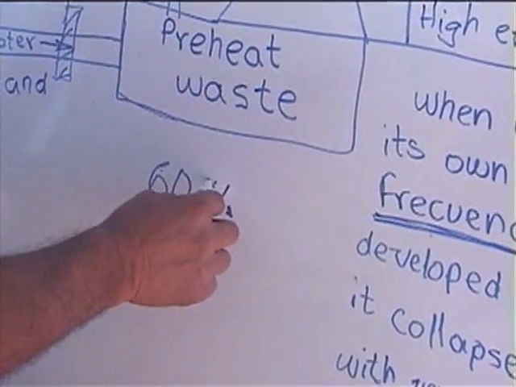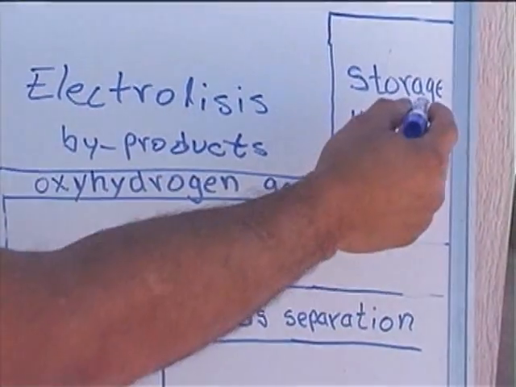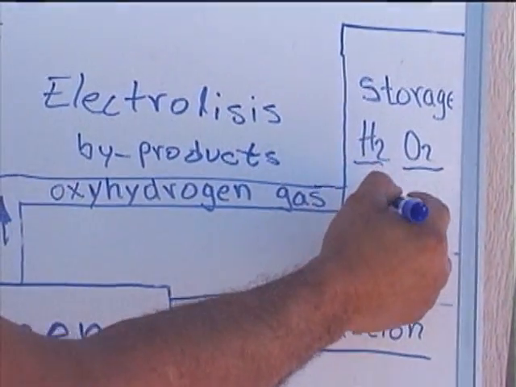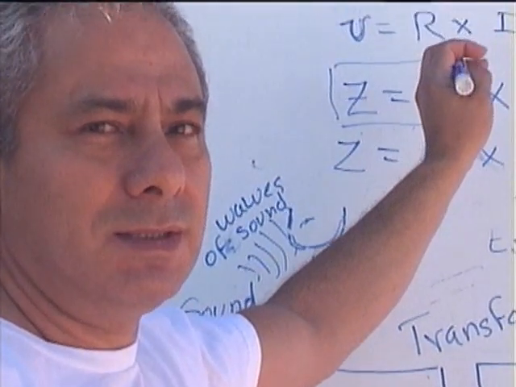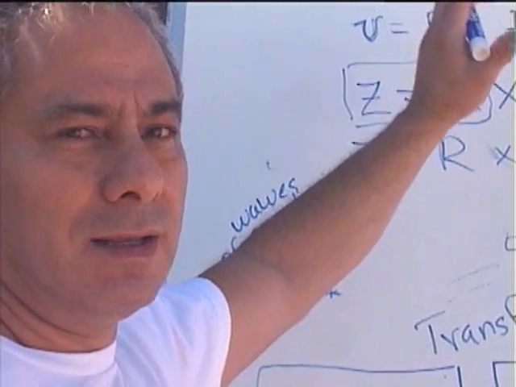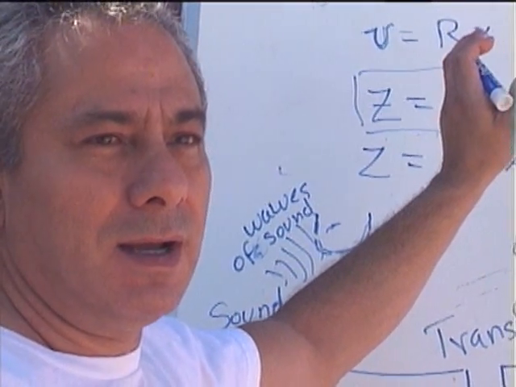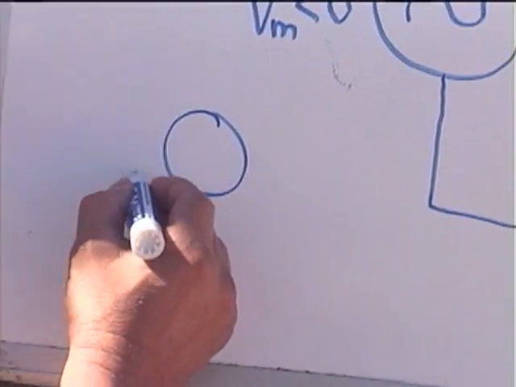It's 60% cheaper. The hydrogen and oxygen are stored in a tank, and we can use this as a fuel. The technology is not conventional electrolysis, because it produces three times more gas output for one third of the current.